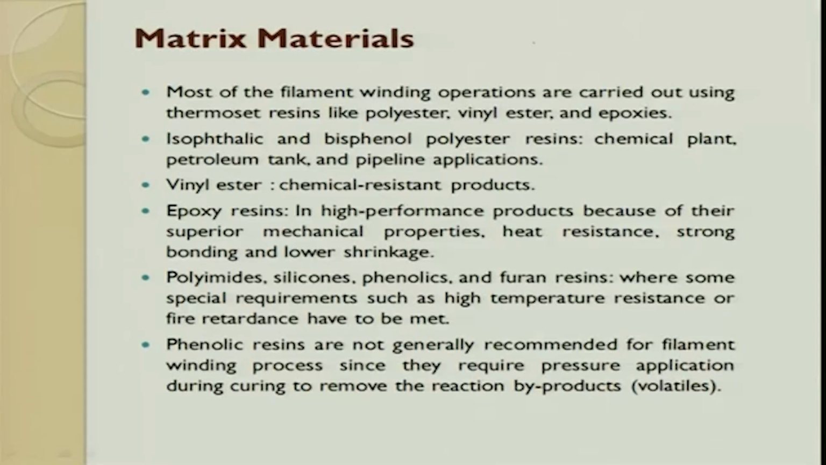Matrix material, I said it is easy to use a matrix which is in the liquid form. So thermoset has it. Thermoset, the other big advantage is it has very low shrinkage, and it has very high strength. So thermoset resins like polyester, vinyl ester, epoxy can be thought of. Isophthalic and bisphenol polyester resins can also be thought of, which are used for chemical plants, petroleum tanks and other applications. We use vinyl esters for chemical resistance.